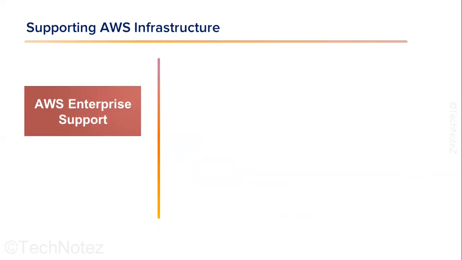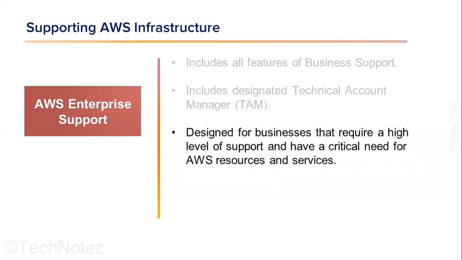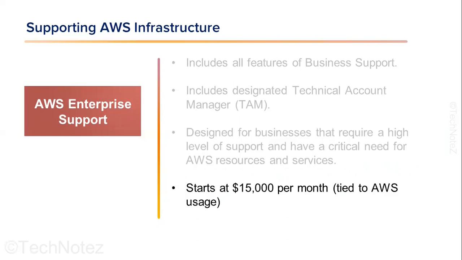Next, let's talk about AWS Enterprise Support. This plan includes 24/7 access to AWS technical support, a designated technical account manager, and access to online and in-person training, as well as other benefits such as architectural guidance, best practices, and access to AWS Trusted Advisor. It is designed for businesses that require a high level of support and have a critical need for AWS resources and services. Enterprise support starts at $15,000 per month. The cost of AWS Enterprise Support varies depending on the level of AWS usage. It is based on a percentage of the overall AWS usage cost.